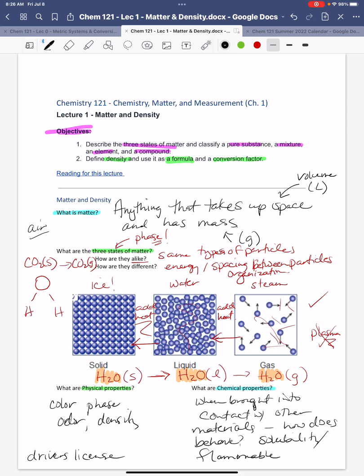And so when we talk about physical properties, we're talking about how we would describe it. And chemical properties are how does it react, right? How does it react? And we will spend a lot of time talking about reactions and that sort of thing. Okay, so physical properties, chemical properties.